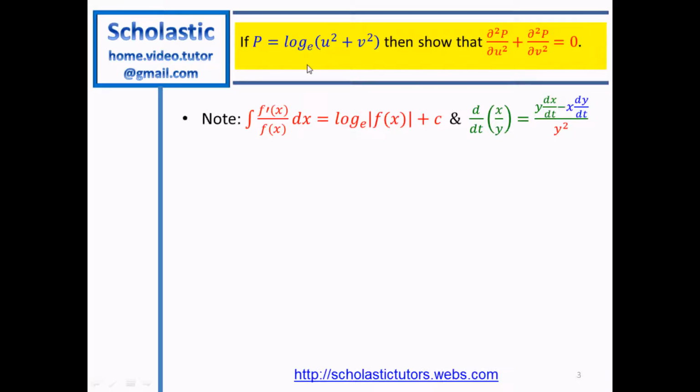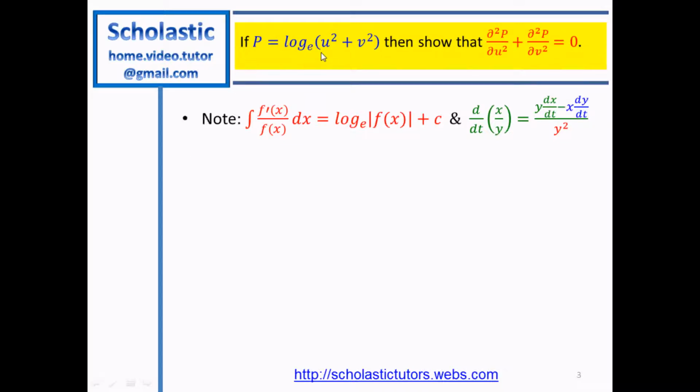So if you want to differentiate P, when you differentiate a log function, you get f dash x divided by f(x). Also, we may have to use this one in this process. That is, the differentiation of a ratio is equal to y dx/dt minus x dy/dt divided by y squared. Let's see how we are going to use these two equations.